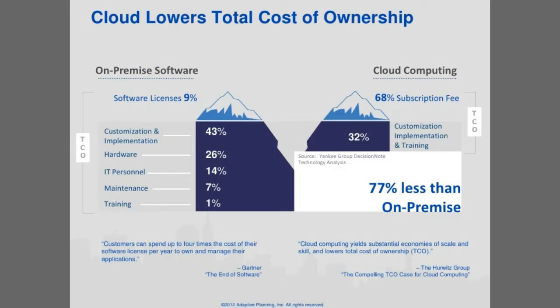You also see that the cloud lowers the total cost of ownership. This chart is a good example of how much money is spent on on-premises software and on cloud computing. With cloud computing, you spend 68% of your costs on subscription fees, 32% on customization and implementation and training. While on-premises, you spend much more on maintenance and IT personnel and hardware. And in the end, cloud computing has been determined to cost 77% less than on-premises computing.